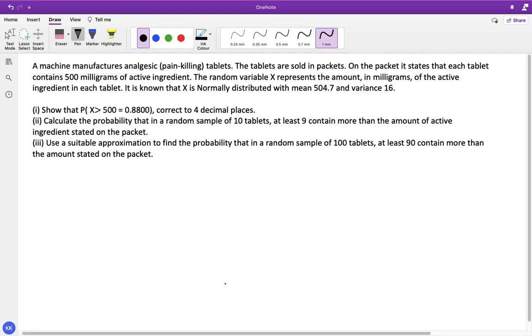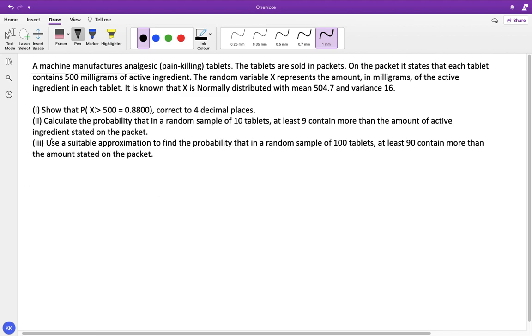Analgesic pain-killing tablet. The tablets are sold in packets. On the packet, it states that each tablet contains 500 milligrams of active ingredient. The random variable X represents the amount in milligrams of the active ingredient in each tablet. It is known that X is normally distributed with mean 504.7 and variance 16.